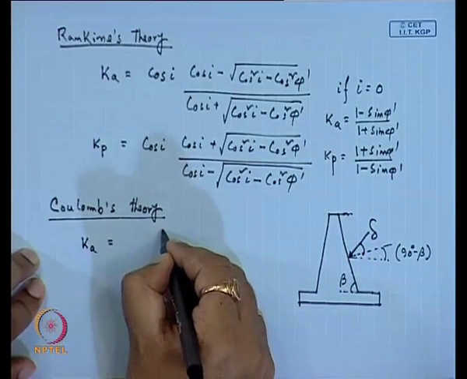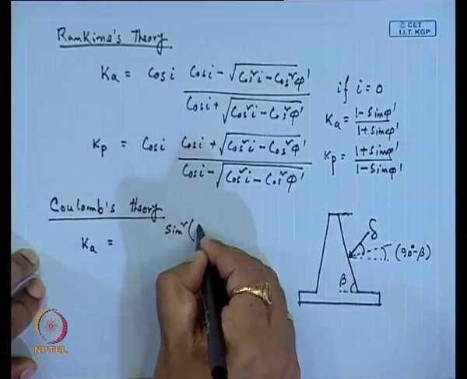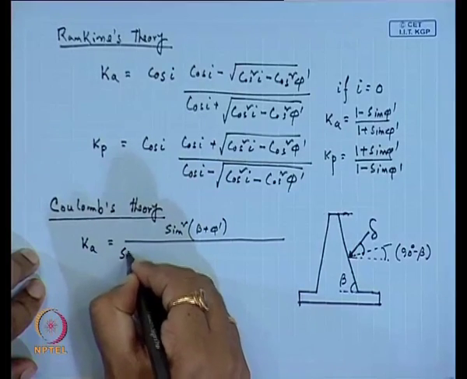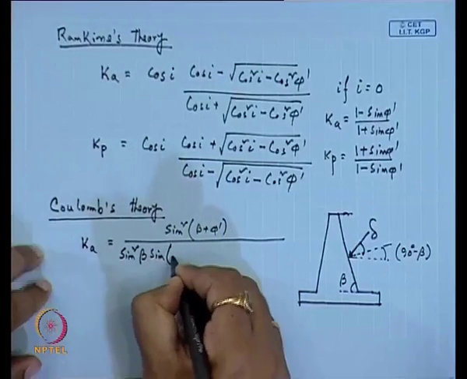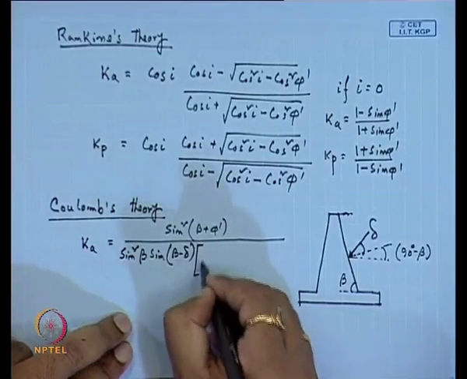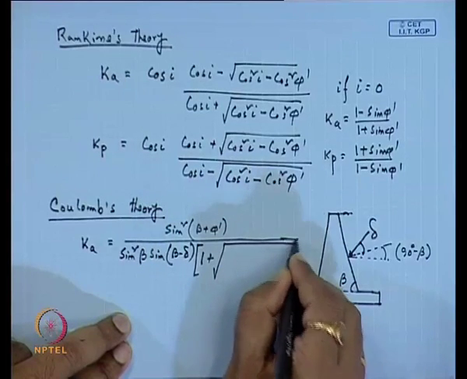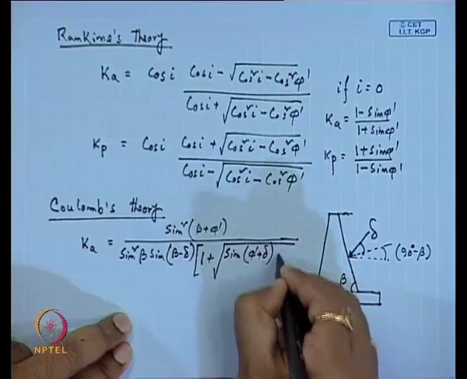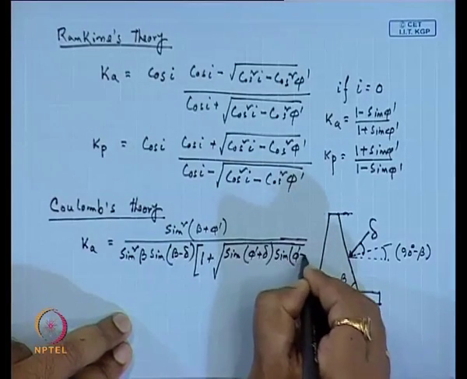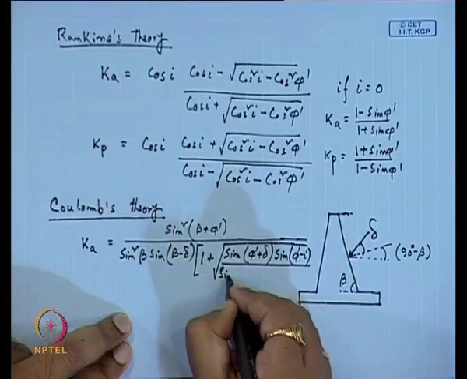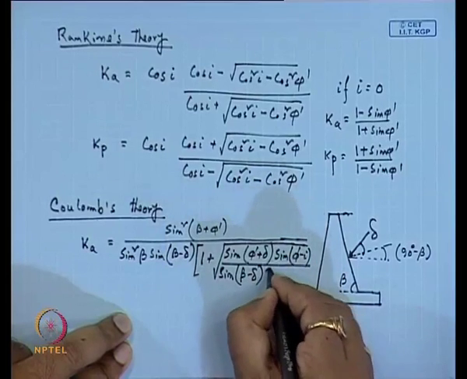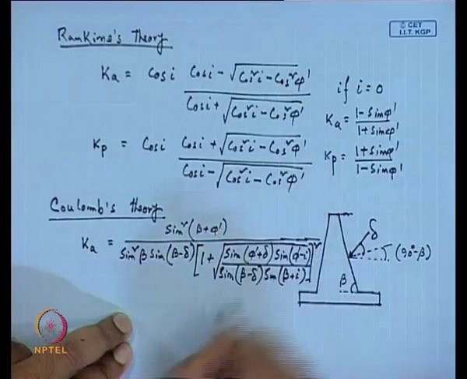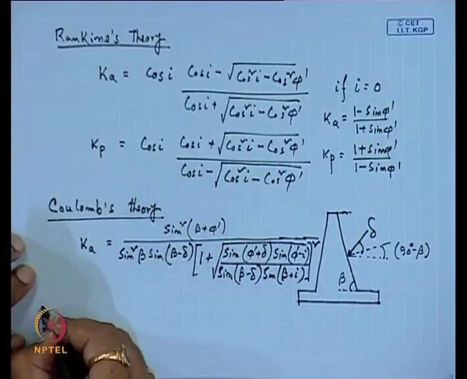Now, for this type of case, K_A is given by this expression: sin square (beta plus phi dash), divided by sin square beta into sin (beta minus delta), into [1 plus root over (sin (phi dash plus delta) into sin (phi dash minus i)) divided by (sin (beta minus delta) into sin (beta plus i))], and the total is squared, for the c equal to 0 condition.